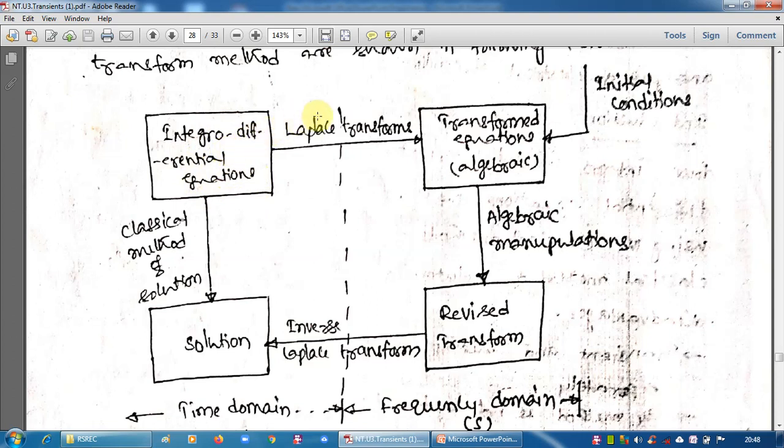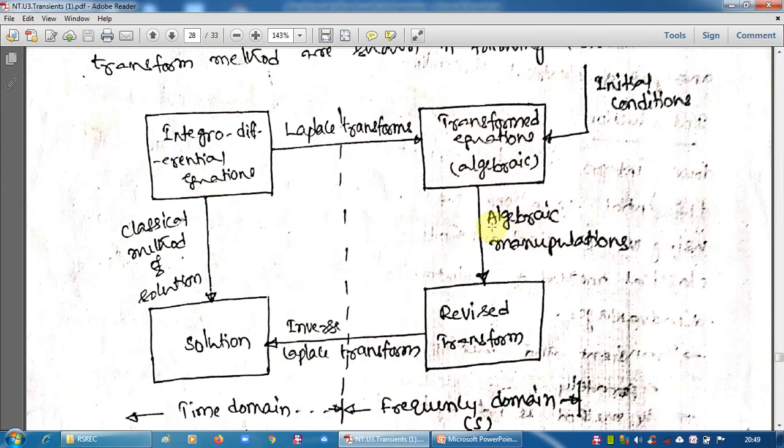Next, these integro differential equations, if we apply Laplace transform, they are transformed to algebraic equations in S, that is frequency. S means here complex frequency, we have seen in the previous unit also. So all the equations are transformed to S domain. They are simply algebraic equations. There will be no differential term or integral term. They become simple algebraic equations in S.